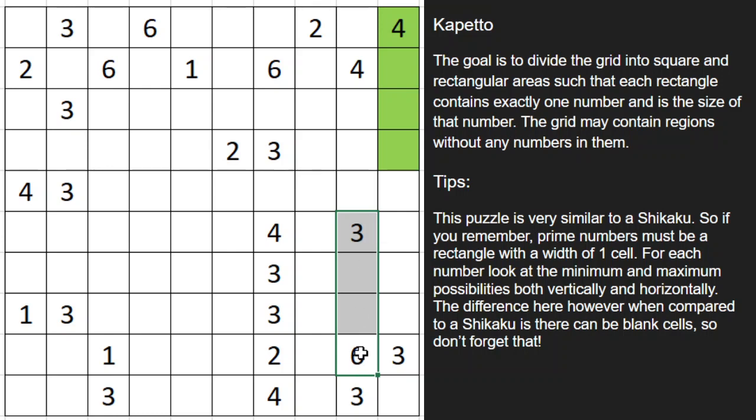So we know it can't be a single wide region of 6 cells. There's just not enough space. So there's only one way to fill it in, and it would be a 2 by 3 looking area like that.